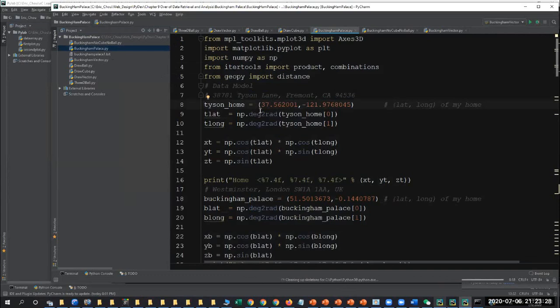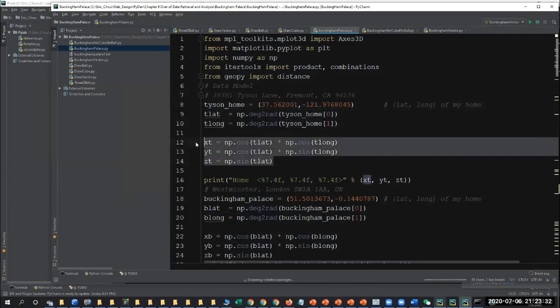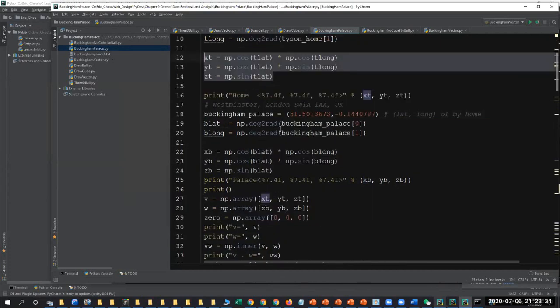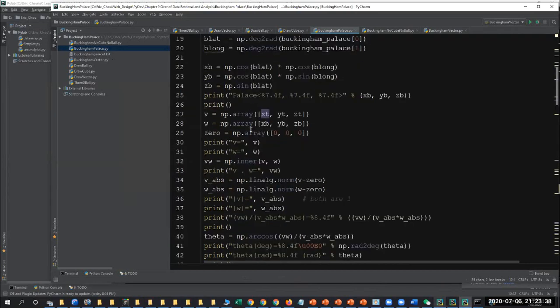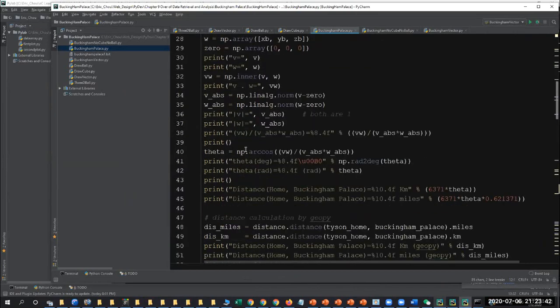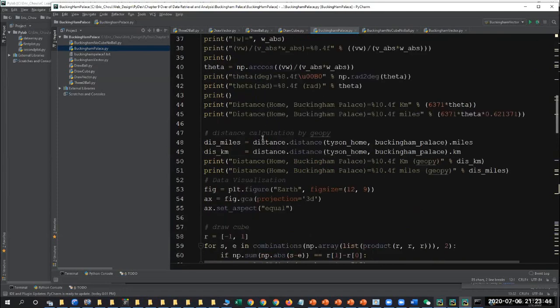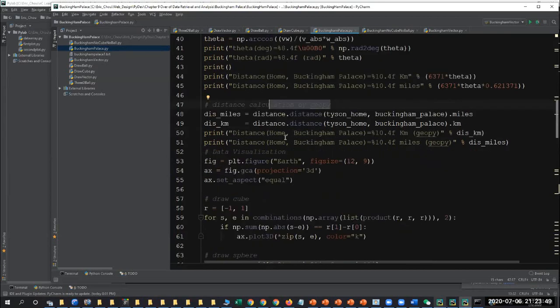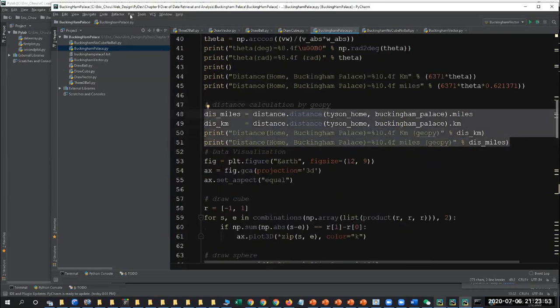Okay. So here I calculate my home address and use this to calculate X and Y, and Z, and also calculate the other location, Buckingham Palace, X, Y, and Z. And then I use the inner product to calculate the theta and calculate the distance. I also use GeoPy for it, okay? And up to here, we are up to here now. So let's run to see this data.